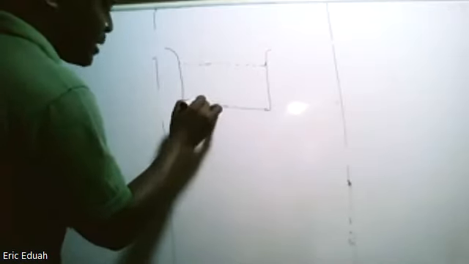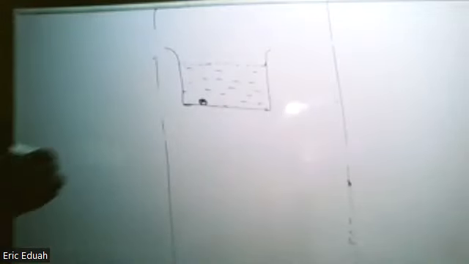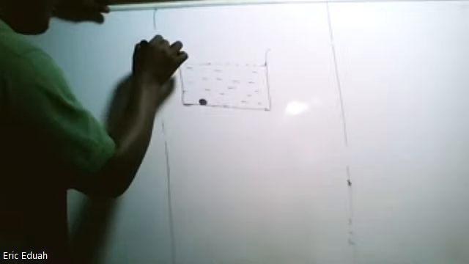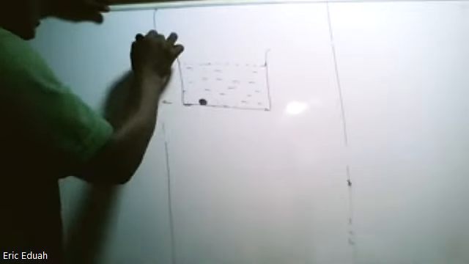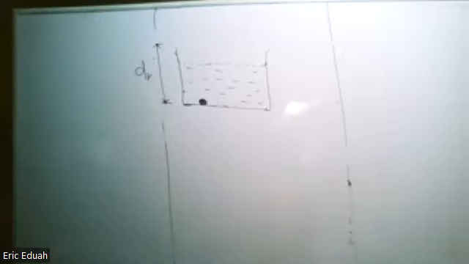The object is here. This is water. This is the object. The real depth is actually from here to where the object is. This is the real depth.